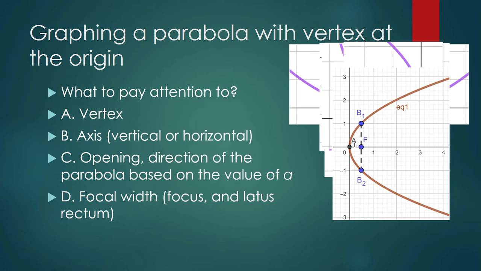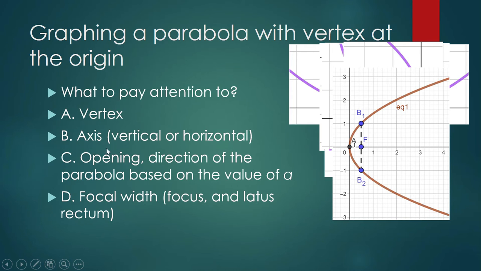The next thing that we must pay attention to is the focal width. In order to get to the focal width, the key word there is the focus. So this is what we must do. From the vertex, let us locate the focus. From the focus, we will draw the latus rectum. That latus rectum has endpoints, and they lie on the parabola. This line segment here will tell us the focal width. Again, the focal width is the measure of the width or narrowness of your parabola.